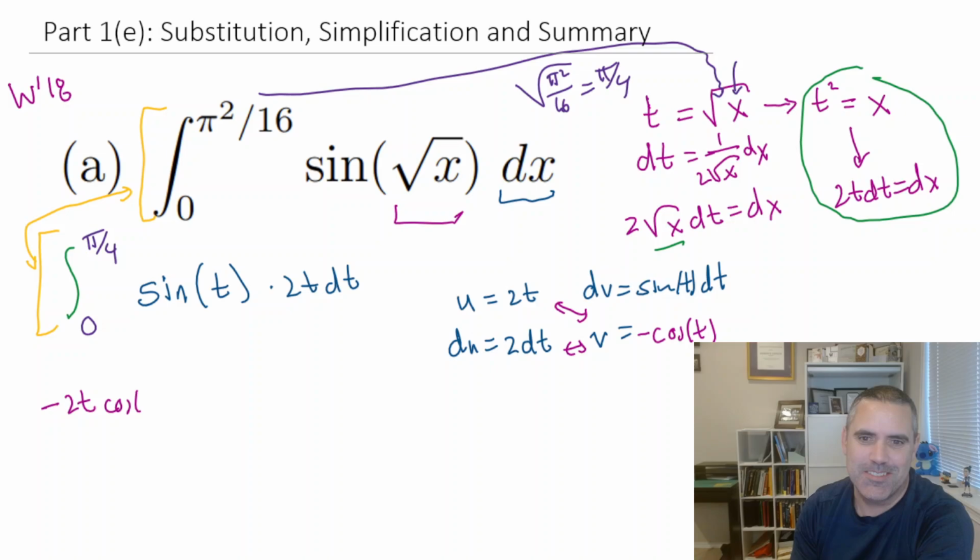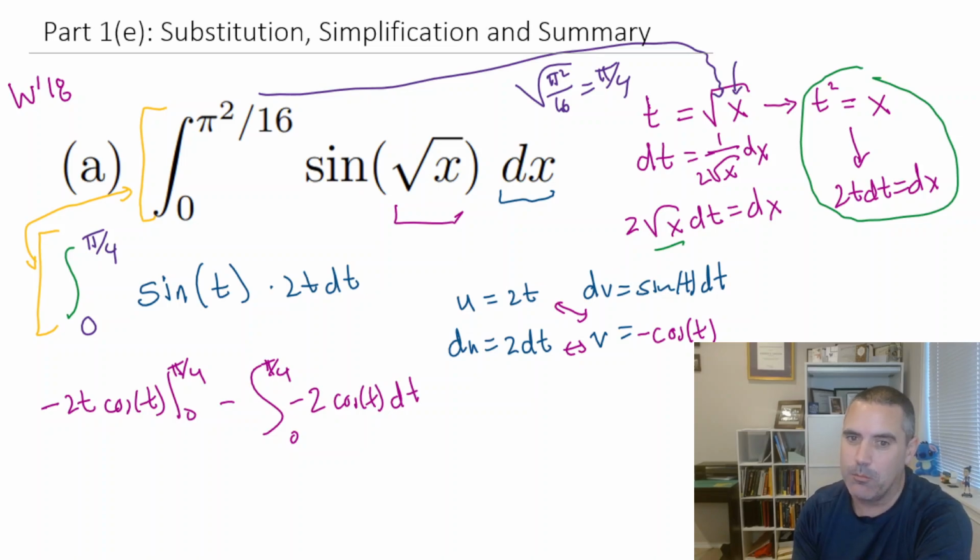A cosine of t, evaluated from 0 to pi over 4, minus, we're going to smoosh these two things together, negative 2 cosine of t dt from 0 to pi over 4. Because I changed the bounds, there's no need to switch anything back. That would be a waste. So we plug this in, and let's simplify as we go. If we plug this in, we get negative pi over 2.